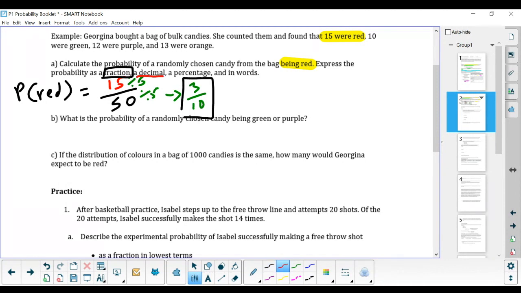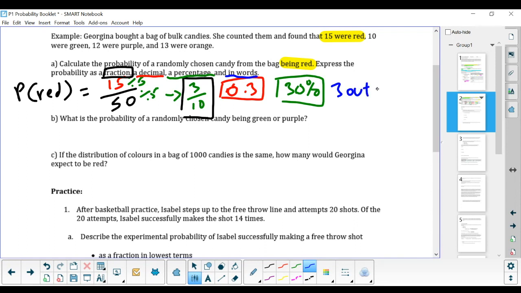As a decimal, if I divide 3 over 10, it would give me 0.3. And that would give me my decimal. If I take a look at my probability as a percentage, I'm going to take that 0.3 and multiply that by 100, and I'll get 30%. Last but not least, I'm going to write this in words, and we know that our probability is 3 out of 10.